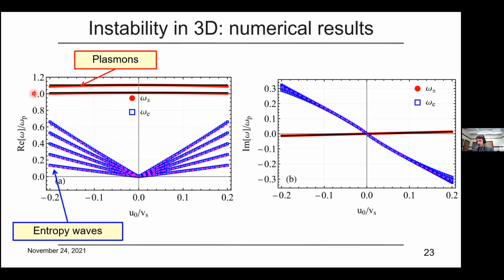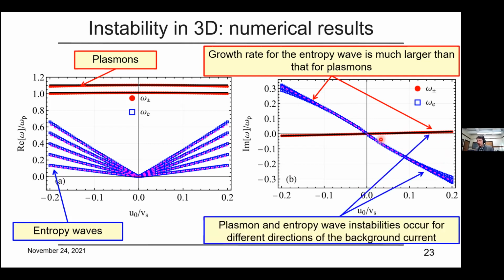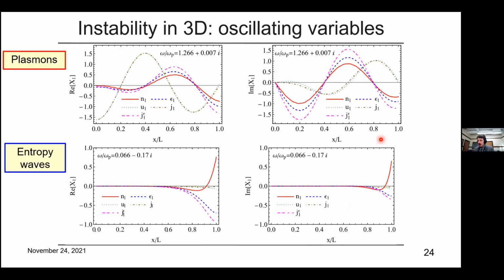Of course, we have plasmons with a frequency that is larger than the plasma frequency. We have entropy waves which rise linearly with fluid velocity. But what is most interesting is that you can already see that the instability increment is much larger for entropy waves than for plasmons. Furthermore, the entropy waves and plasmons appear for different directions of the flow. It's another difference. Finally, one can take a look at the oscillating variables in the plasmons and entropy waves.